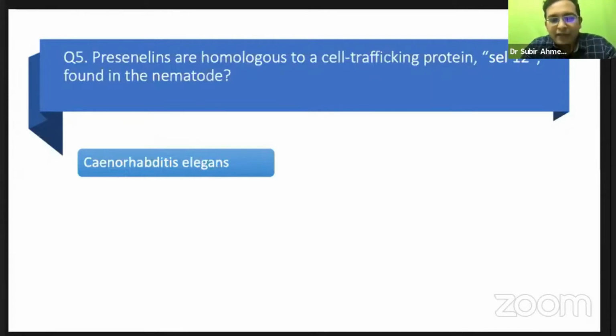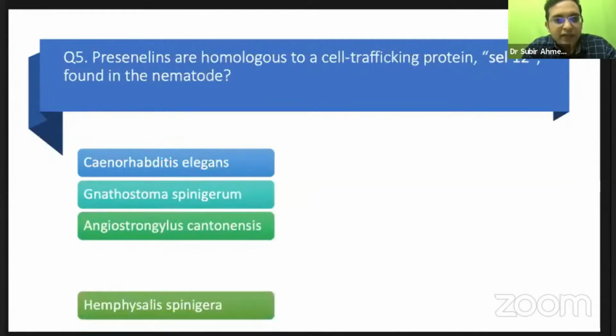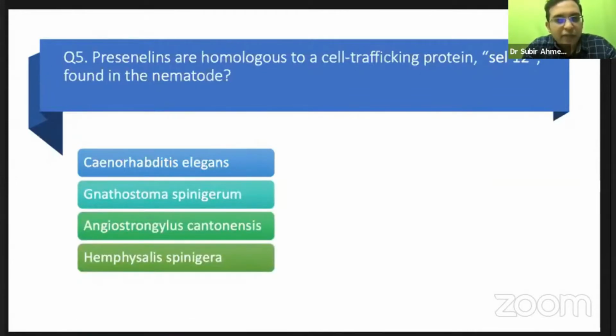We have discussed in the last class that the most common cause of familial early onset Alzheimer's disease was presenilin 1, and second, presenilin 2. The presenilin genes produce the protein presenilin, and this is homologous to the nematode protein sel-12. So which nematode has the sel-12? Is it Caenorhabditis, Gnathostoma, Angiostrongylus, or Haemaphysalis?